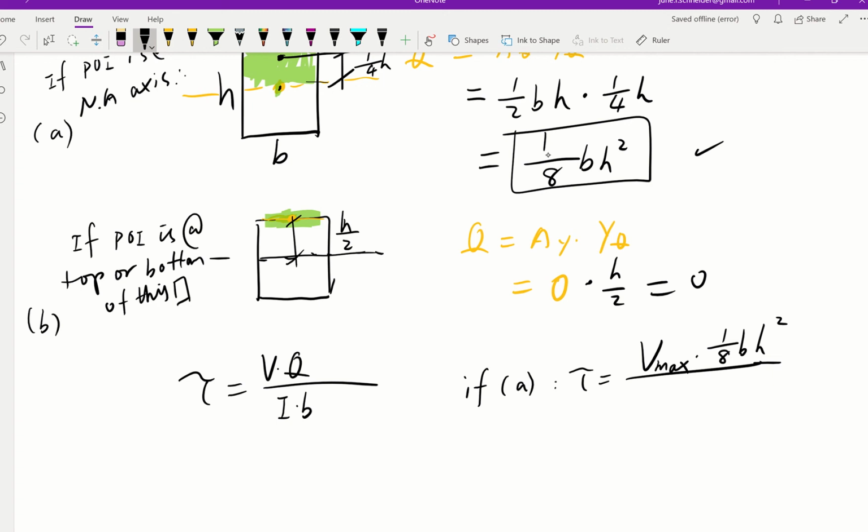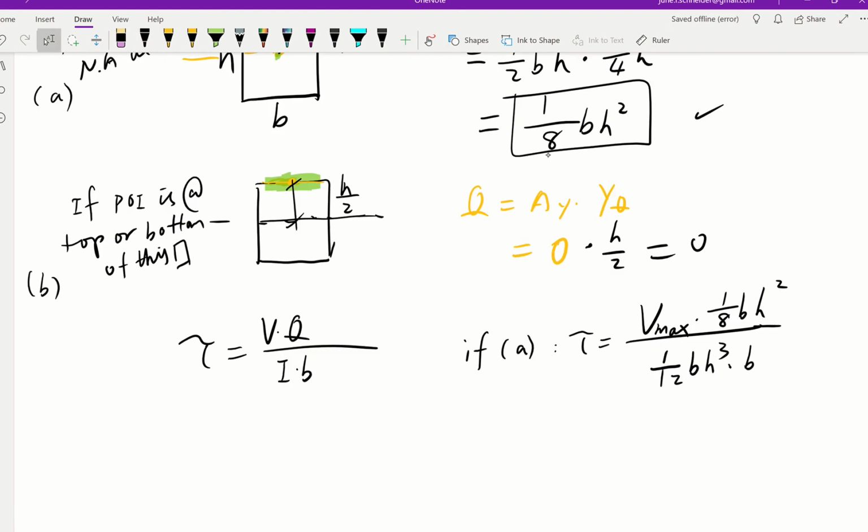What's going to be my I for this one? Moment of inertia for rectangle, that's going to be 1/3. Or no, that's not 1/3, isn't it? It's 1/12. So it's 1/12 BH cubed. Then times my B. Okay.